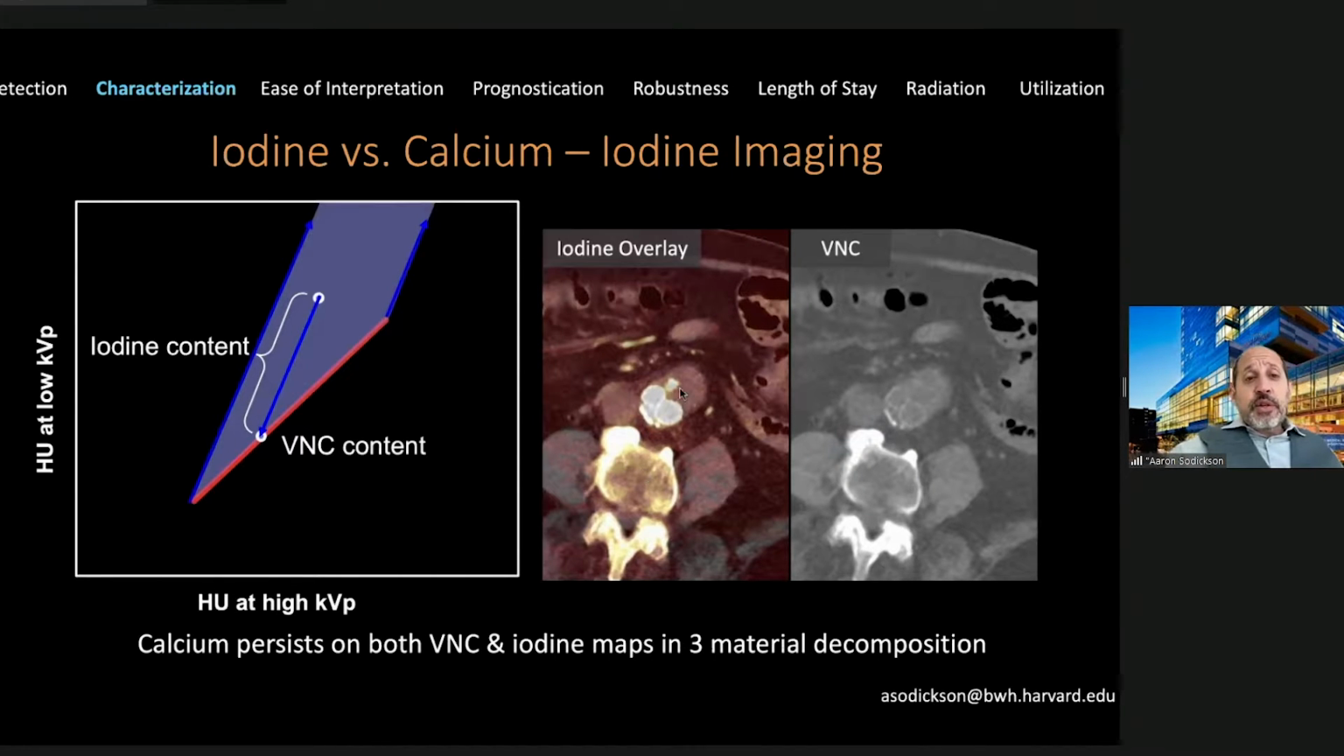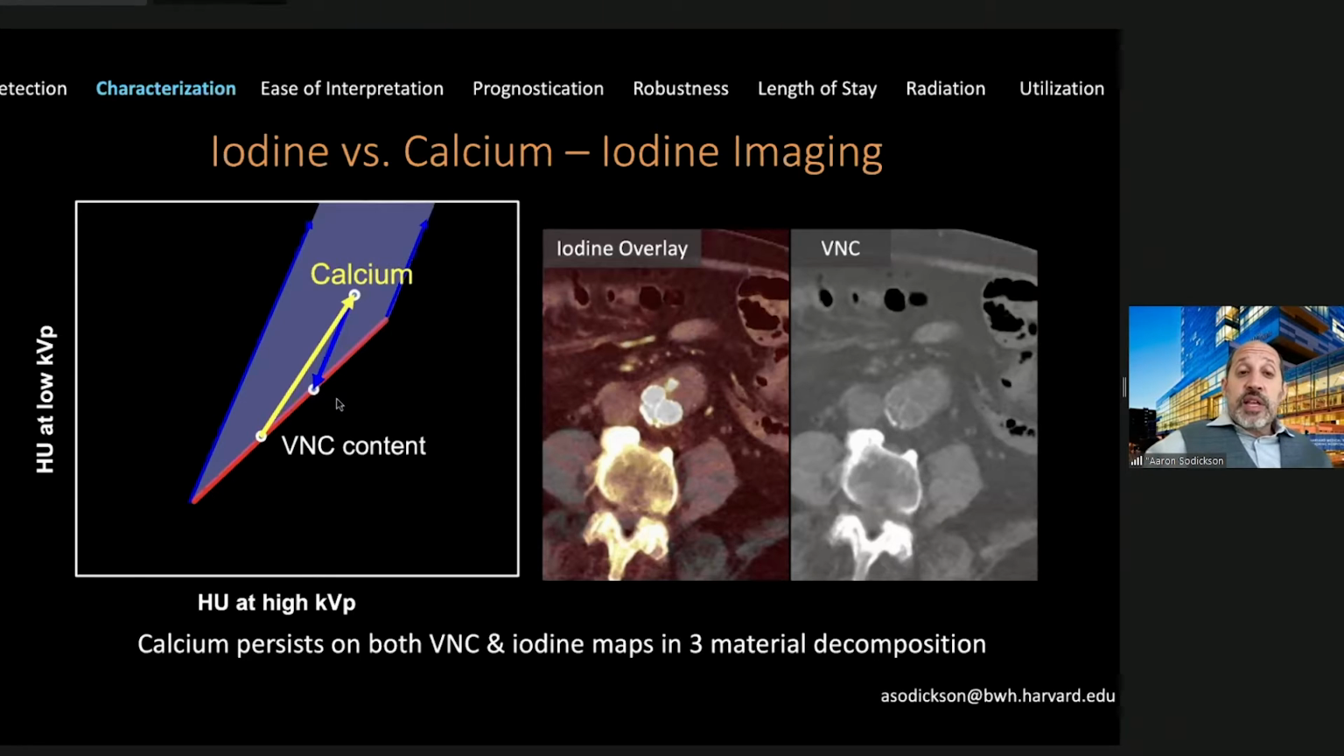As I mentioned to you, our three material decomposition algorithm is designed to differentiate iodine from other. Calcium falls along this curve here. So if we have increased attenuation from calcium, this algorithm does exactly what we've designed it to do, and it decomposes that into how much iodine and how much virtual non-contrast attenuation would be needed to account for the observed attenuation. And so calcium ends up being split roughly half and half between the iodine overlay images and the virtual non-contrast image. This means that we do need matching virtual non-contrast images along with our iodine overlay images to be able to tease these things apart.